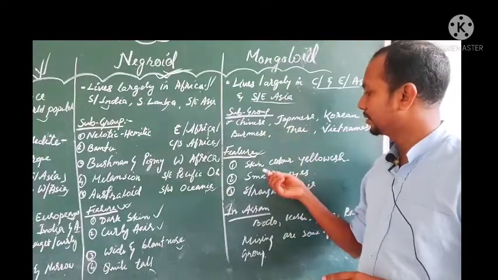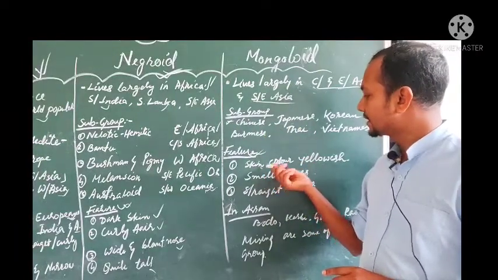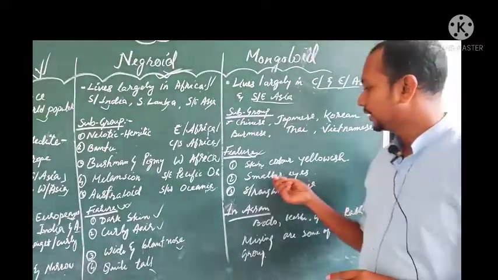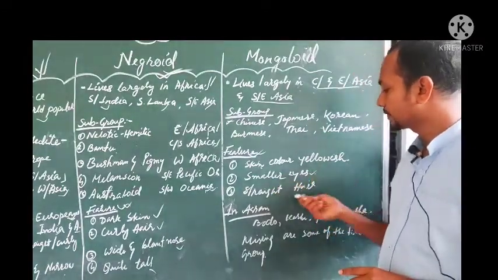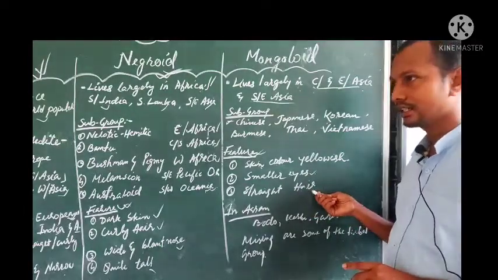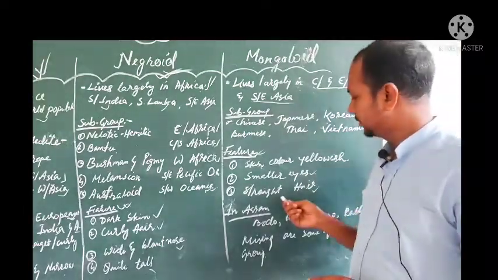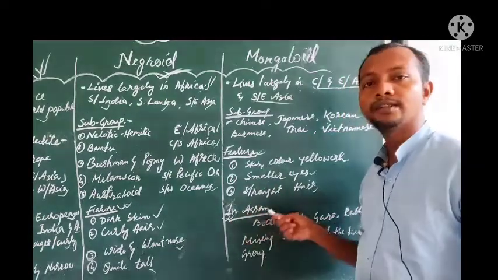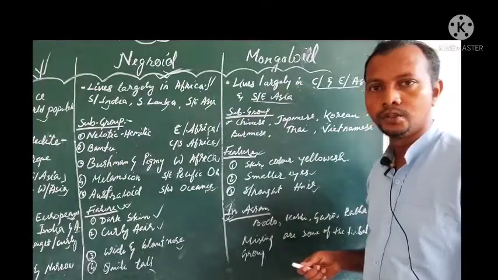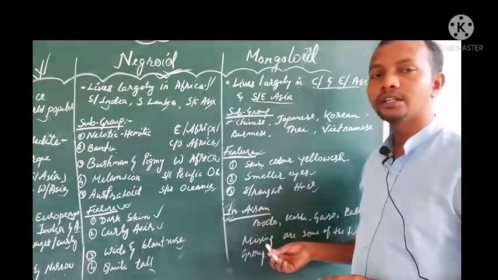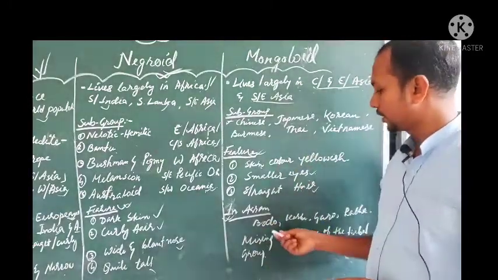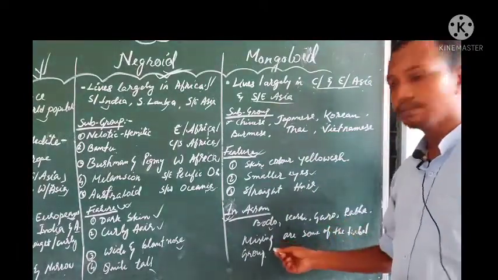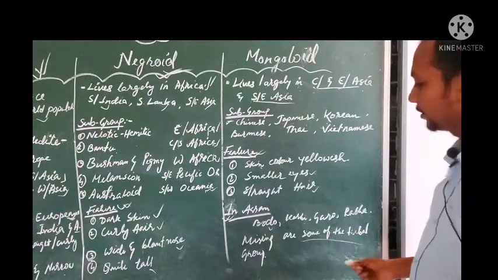We have been seeing some of these people also. So skin color, you will see a yellowish type. Their eyes are smaller in shape, and they will have straight hair. Very common. And some of their subgroups are found in Assam also, like tribal groups. Some of the tribal groups belong to this particular race also. They are Bodos, Karbis, Garos, Rabhas, Misings.